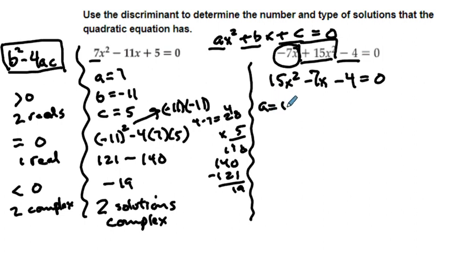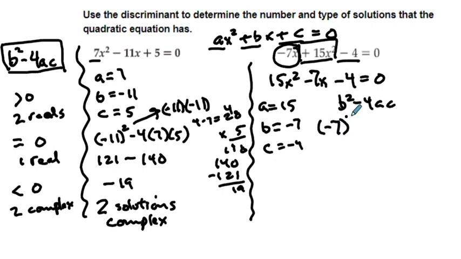So I've got my a is 15. And I think it's a good habit to write these out, to kind of go through this. c is negative 4. All right, so we're going to do our b squared minus 4ac. So let's put in our numbers. So b is negative 7. We're going to square that. Minus 4 times my a is 15. And my c is negative 4.